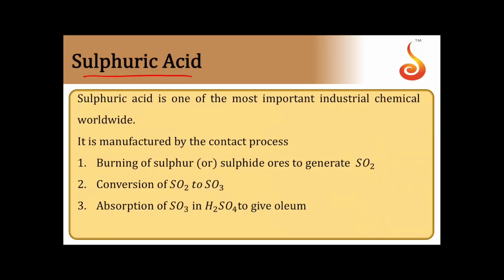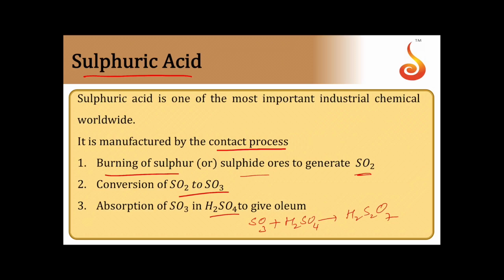Then comes sulfuric acid, its preparation and properties. Sulfuric acid is one of the most widely used industrial chemicals worldwide and is manufactured by the contact process. The principle is burning of sulfur or sulfide ores to generate sulfur dioxide gas, SO2 is further oxidized to SO3, and SO3 is absorbed in H2SO4 to form oleum. That is, SO3 plus H2SO4 gives rise to H2S2O7, oleum.